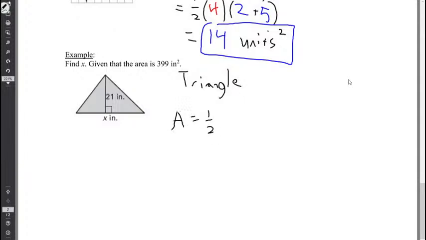I'm going to go ahead and write down the formula for my triangle, but it's going to look a little bit different. Because take a look at what we are given. We are given that the area is 399 inches squared. So we are given the area. The piece that we're trying to solve for, the x here, is my base of the triangle.